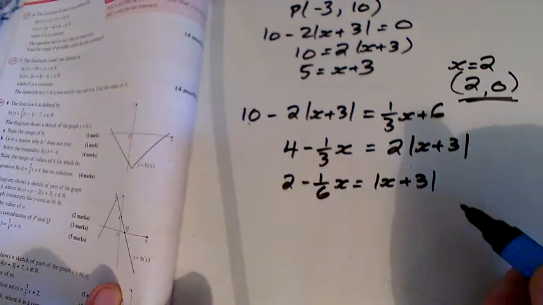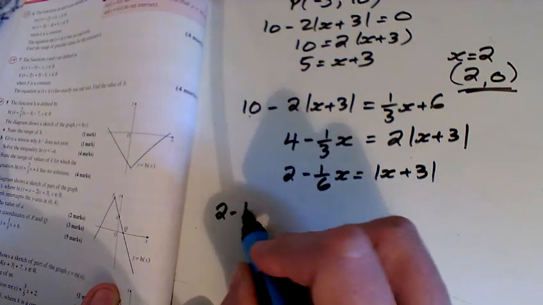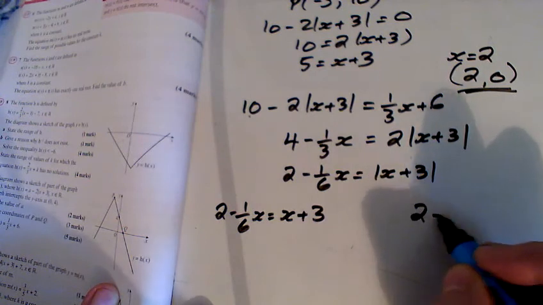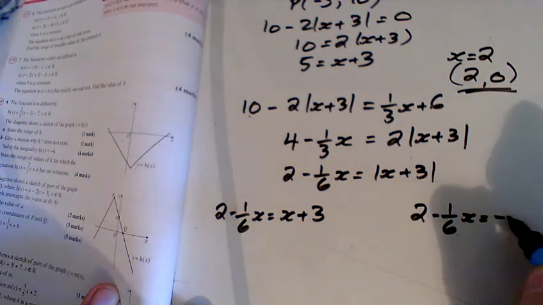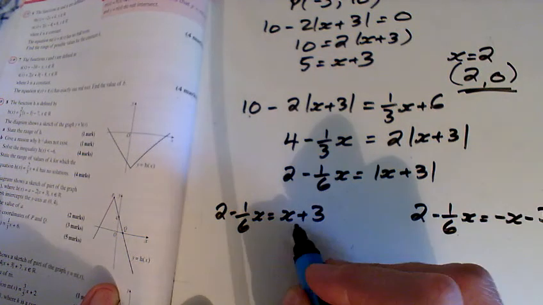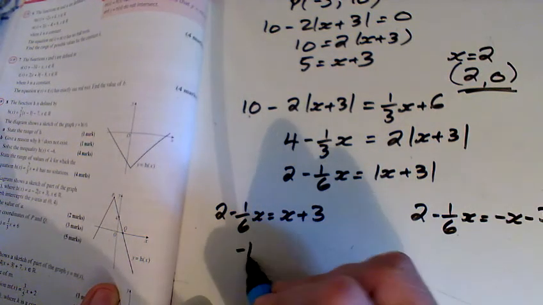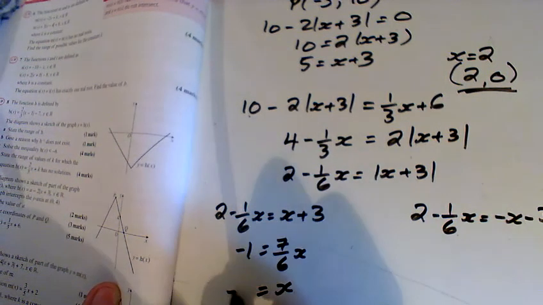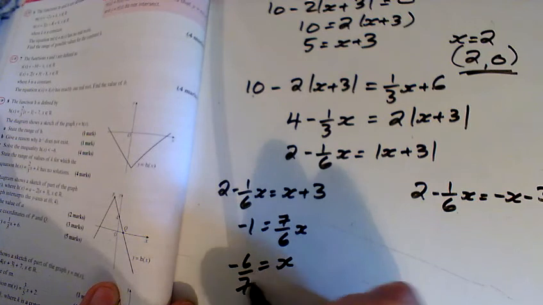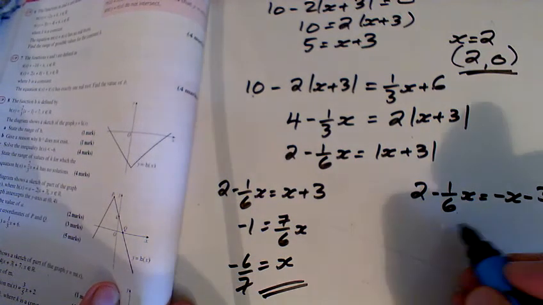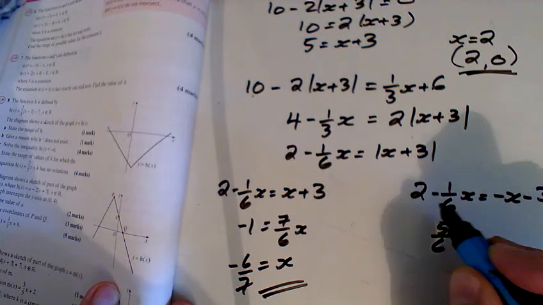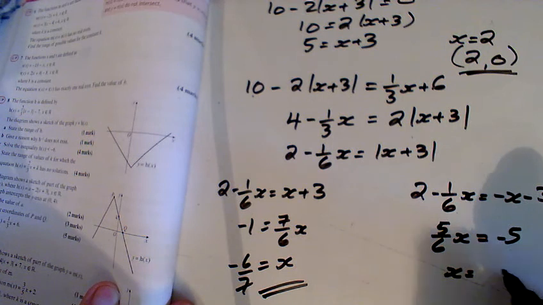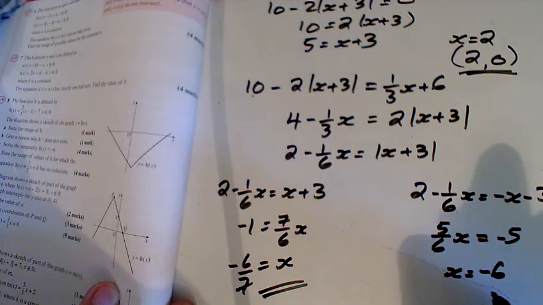And now I'm going to branch this off in the usual ways. The branch over here is the modulus doesn't do anything. The branch over here is the modulus does something, so it makes it all negative. If I take away the 3 and add the 1/6 there, that gives me x is minus 6/7 for that side. And over here, I'm going to add the x and take away the 2. And so that's going to give me x is minus 6 on that side over there.